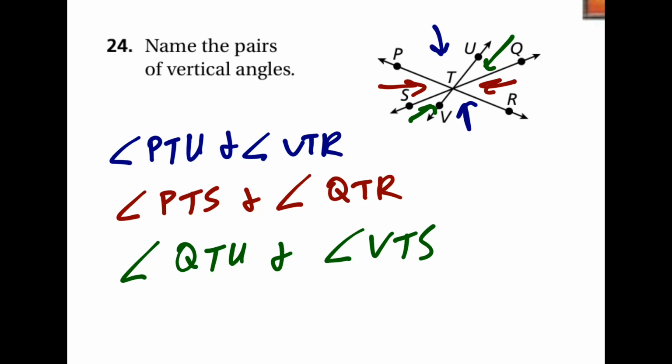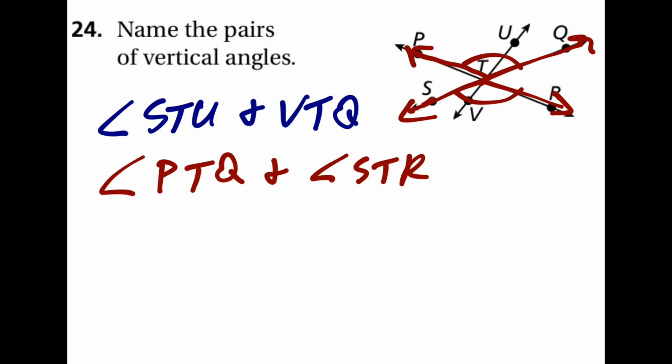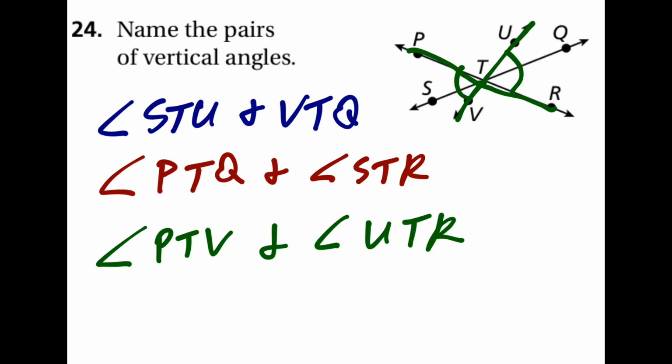That doesn't really matter. If we wanted to expand to some of the larger angles, we could say that STU and VTQ are vertical angles. PTQ and STR are vertical angles. Or finally, PTV and UTR. And add that angle symbol.